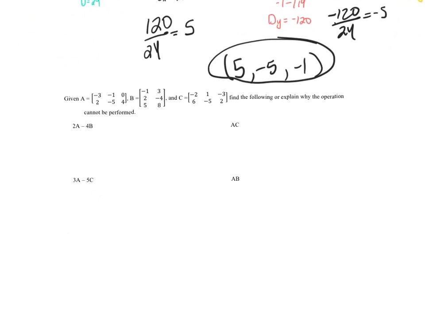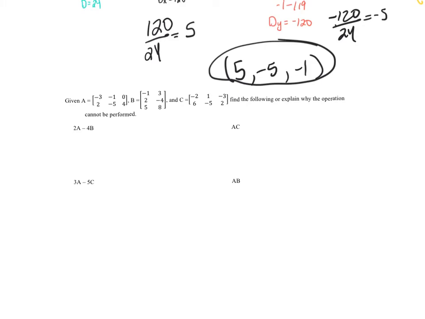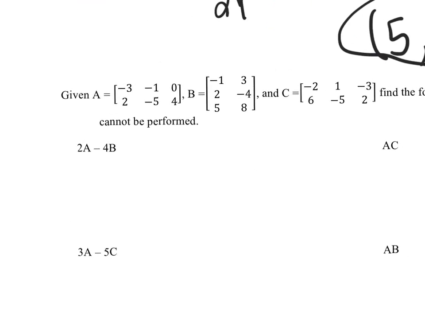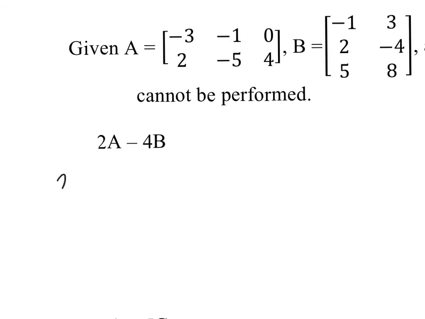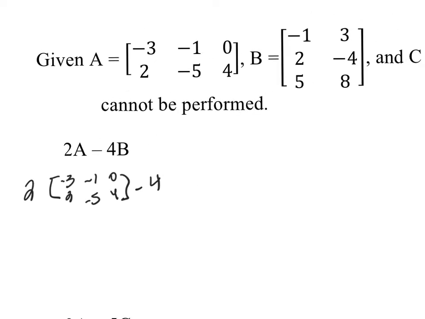Okay, moving along, guys. If you're going to perform operations with matrices, if you are adding and subtracting, remember in addition and subtraction, the dimensions of the matrices have to be the same. So a 3 by 2, you have to add it to a 3 by 2. Multiplication is a little bit different, and we'll talk about that in a second. But this first question is asking me to multiply the whole A matrix by 2. So negative 3, 2, negative 1, negative 5, 0, 4. And subtract that from 4 times the whole B matrix. So negative 1, 2, 5, 3, negative 4, 8.